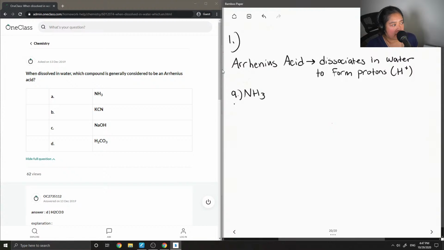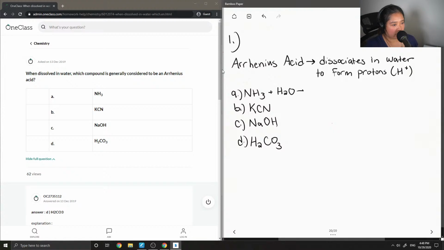They give us NH3, KCN, NaOH, and also H2CO3. So now I'm just going to write out what ions they form in water.